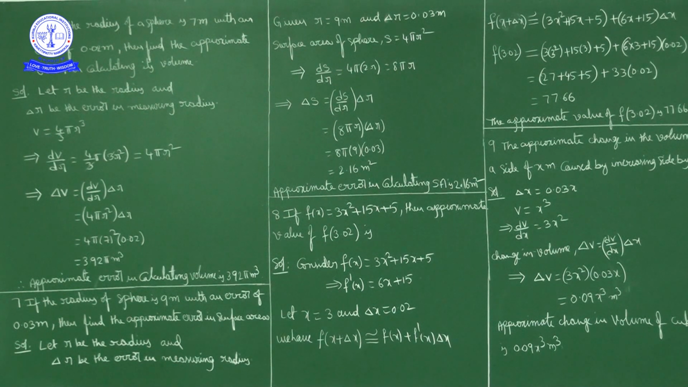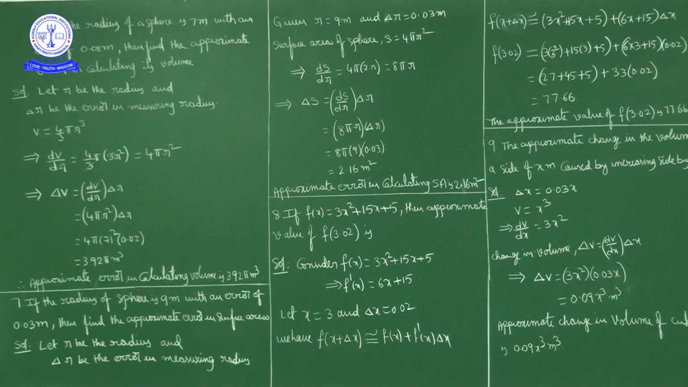Now let r be the radius and delta r be the error in measuring the radius. Let v be the volume of the sphere. What is the volume of a sphere formula? Volume of a sphere is 4 by 3 pi r cube.